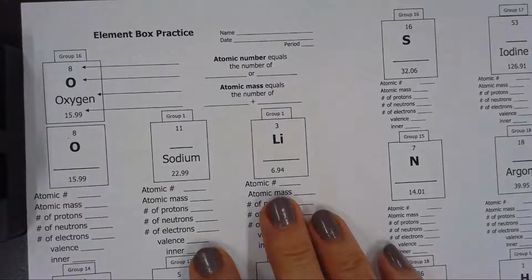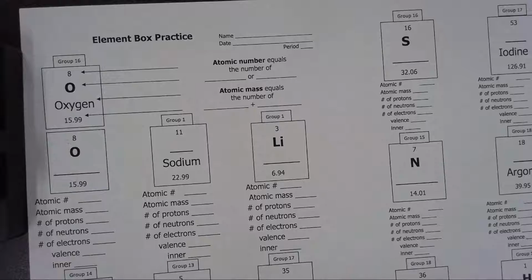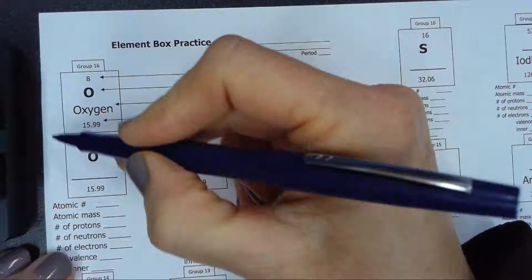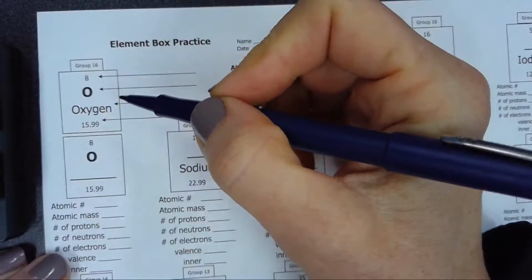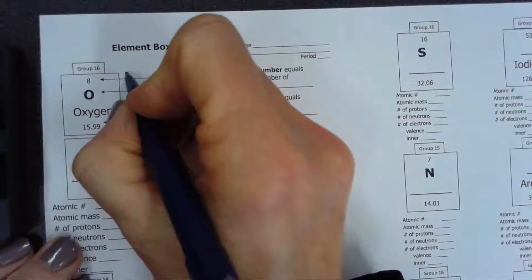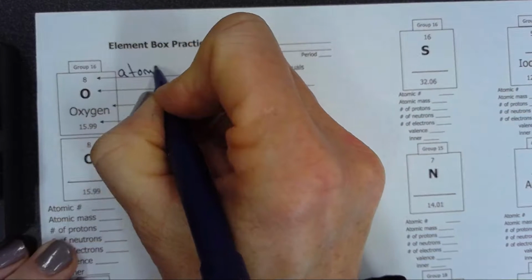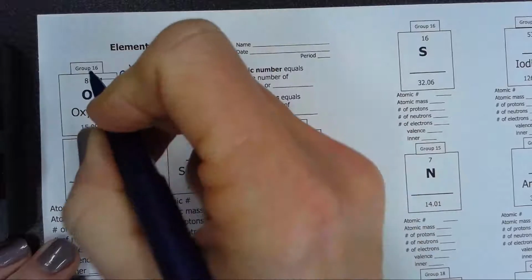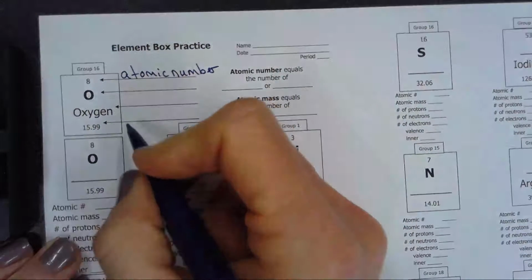Okay, this is the element box practice. Each of these element boxes is the image that you would see on the periodic table. So let's just go ahead and review this number here on the top. This is your atomic number. It's the one without decimals. It's the smaller of the two numbers.